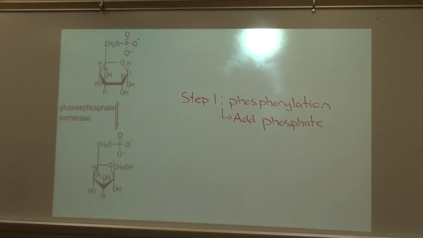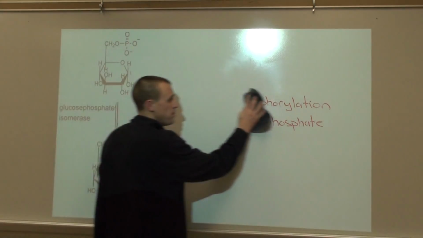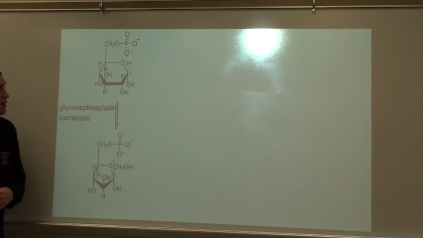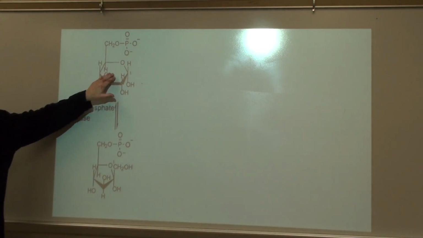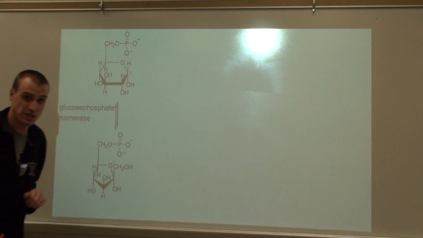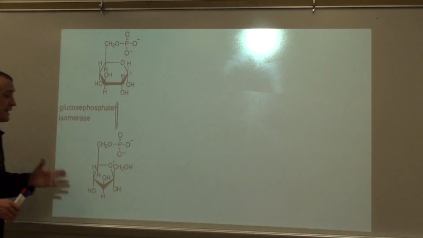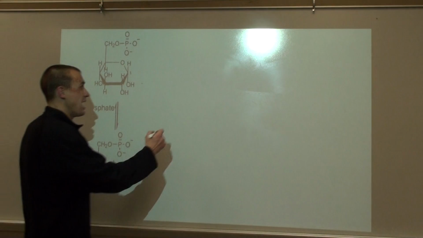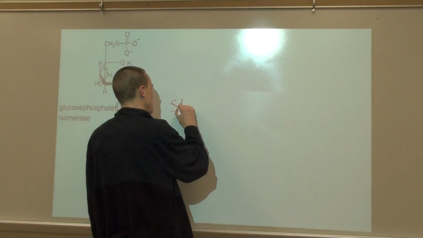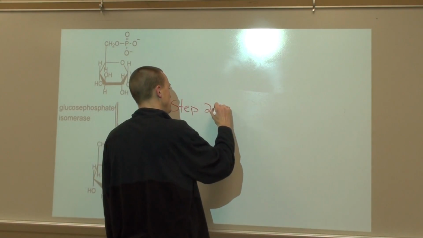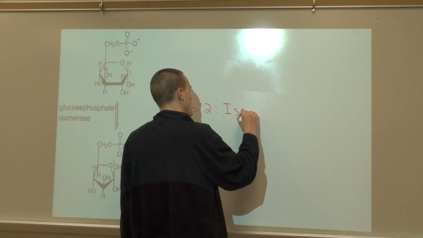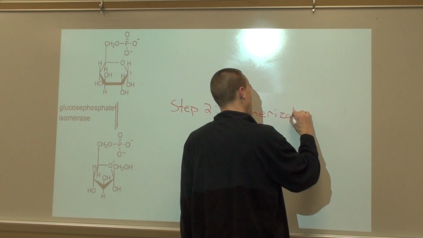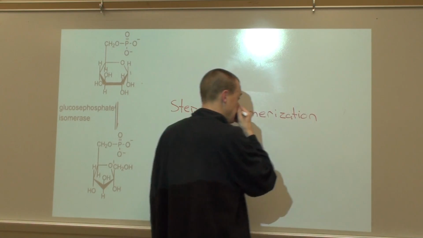So let's move on to the second step of glycolysis. For the second step, we start out with this glucose 6-phosphate. We don't add anything to the reaction, we just undergo an isomerization process. So during step 2, we undergo an isomerization process.